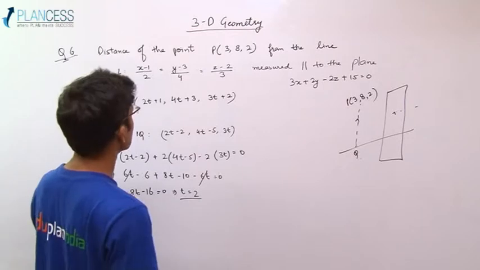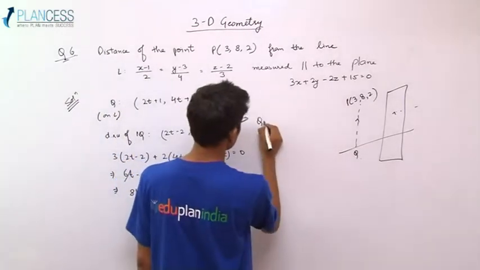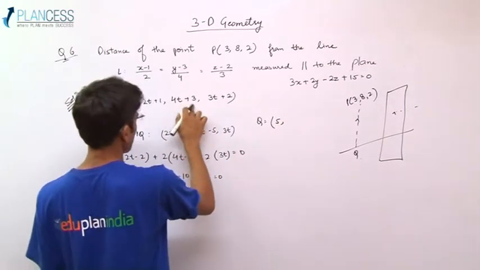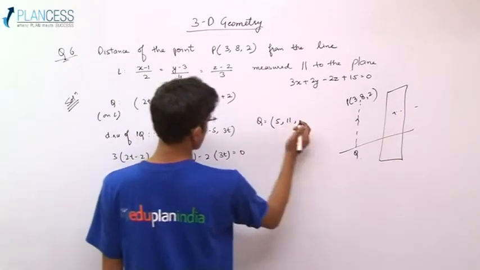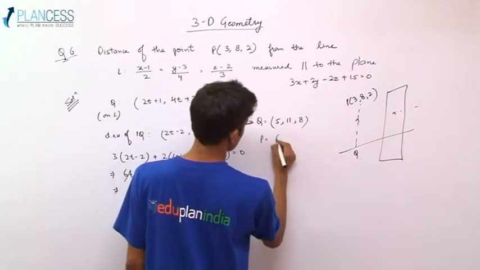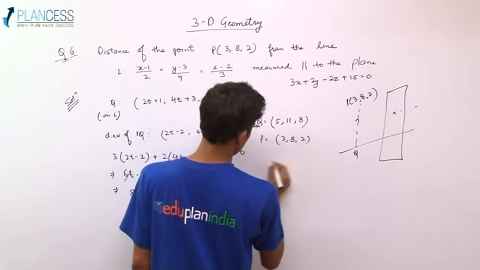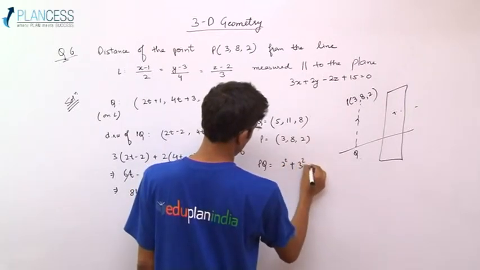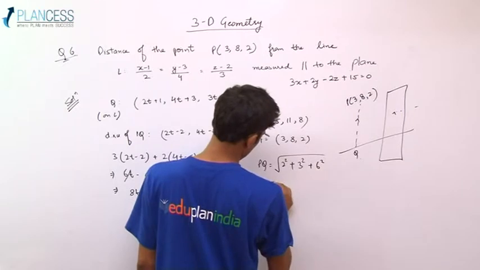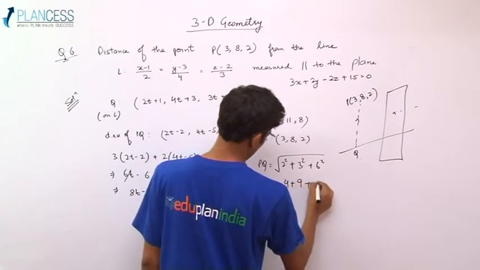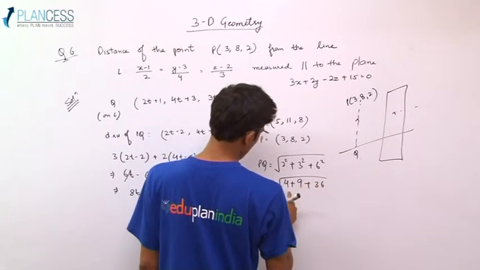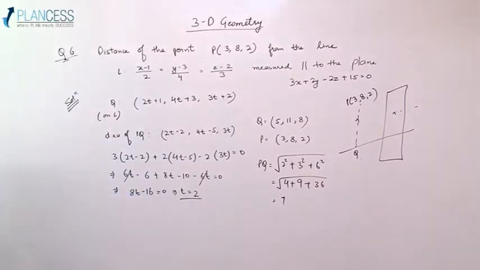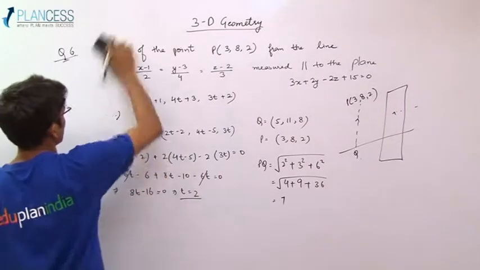So since t is equal to 2, the point Q is, putting t equals 2 here, 4 plus 1 is 5, 8 plus 3 is 11, and 6 plus 2 is 8, and P is (3, 8, 2). So the length PQ is the square root of 2 squared plus 3 squared plus 6 squared, which is the square root of 4 plus 9 plus 36, that is 13 plus 36 is 49, so it is 7. So this was question number 6.